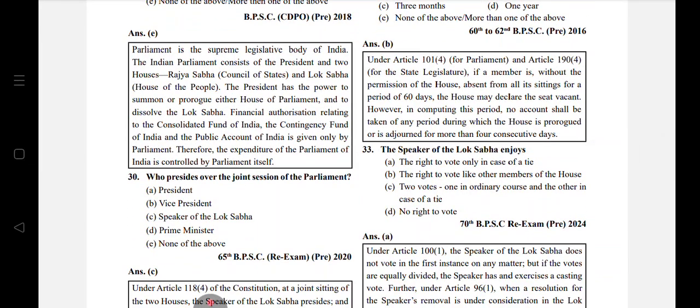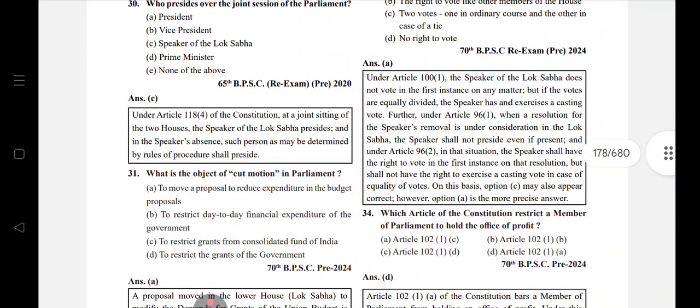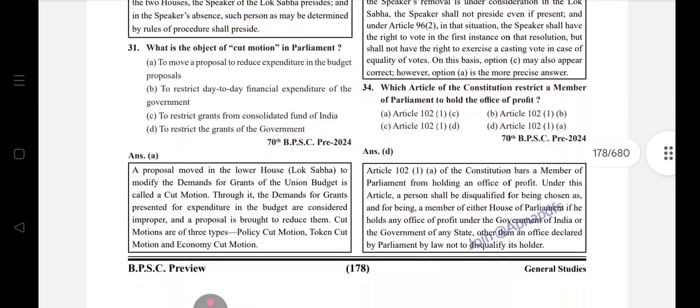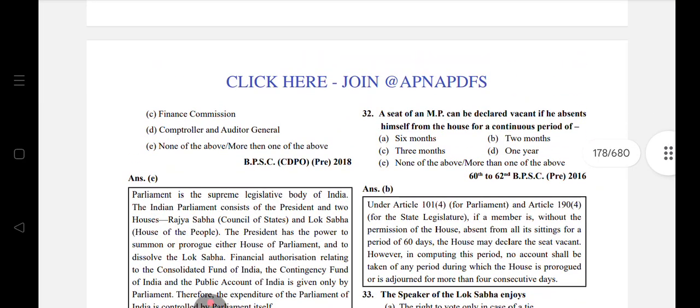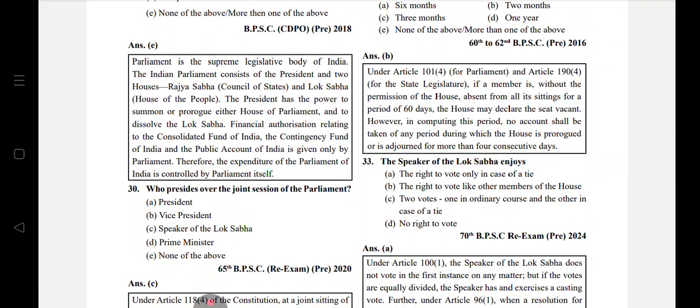Who presides over the joint session of Parliament? The Speaker of Lok Sabha. What is a cut motion in Parliament? A motion to move a proposal to reduce expenditure in the budget proposal. A seat of an MP can be declared vacant if he absents himself from the House for a continuous period of 2 months. The Speaker of the Lok Sabha enjoys the right to vote only in case of a tie.